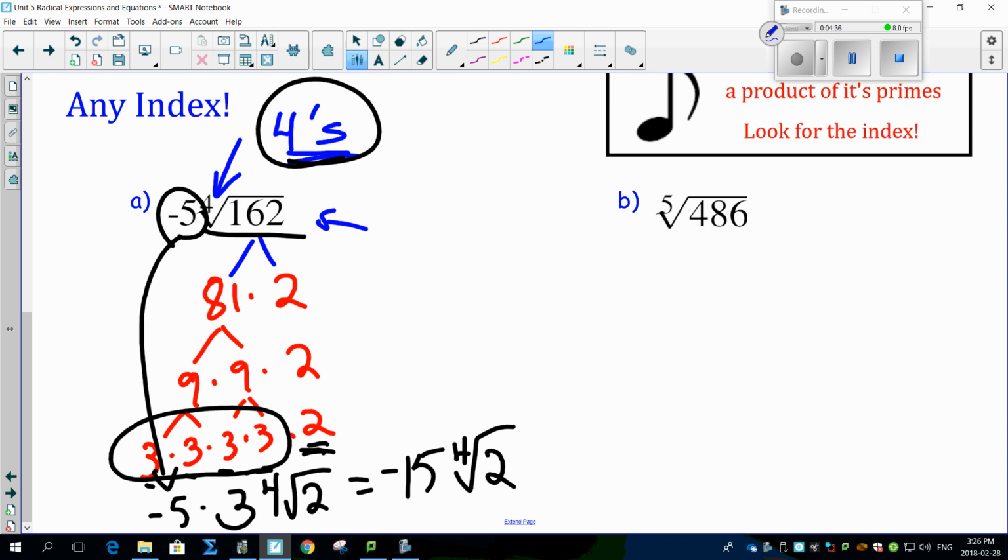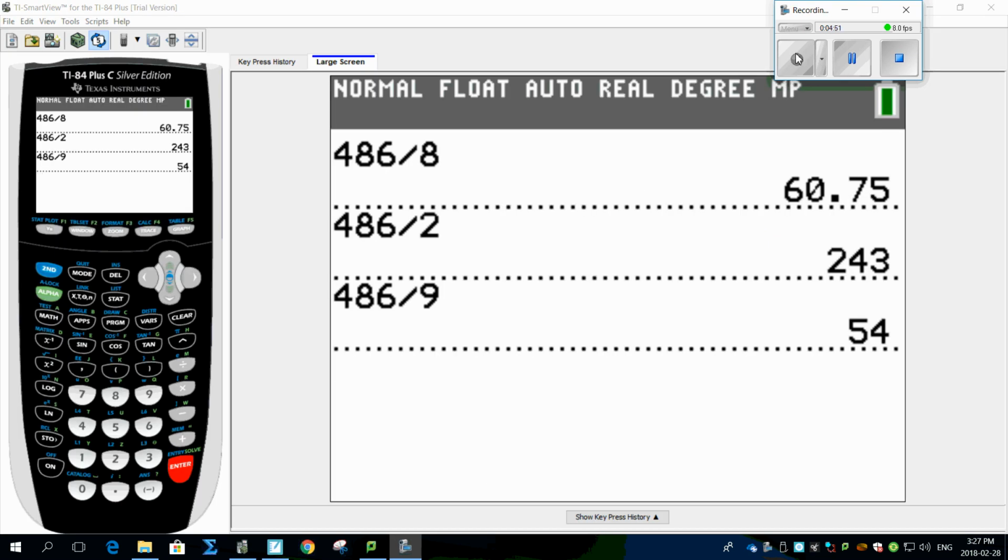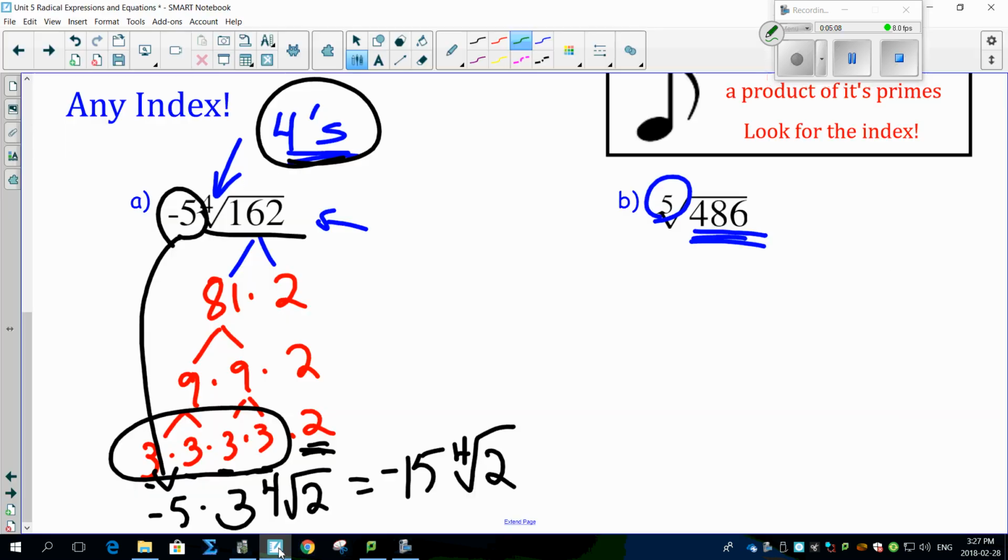Okay, well, let's do the same thing for this. This one tells you you're looking for groups of 5. There's 486 again. You're going to be stuck with 486. So pull up your calculator and see what goes into 486 nicely. Now, to save you some time, I went through some possible numbers. I went 486 divided by 8. That didn't give me a nice number. Then I went 486 divided by 2. Too big. Then I tried, well, how about 486 divided by 9? Look at that. I got 54. So if I go back to my original, I know that this 486 is 9 times 54. How beautiful is that? And I know 9 breaks down to 3 times 3.